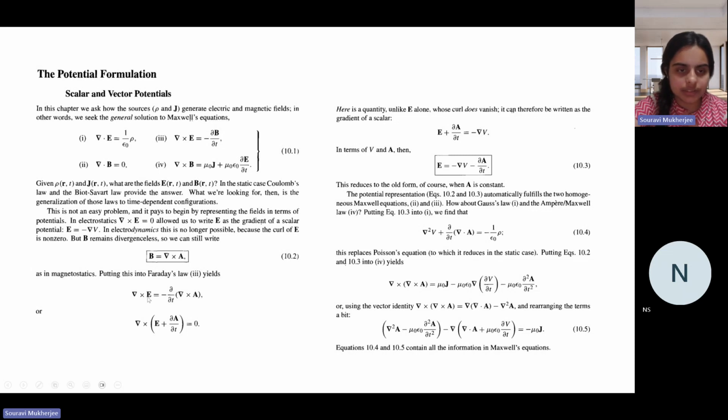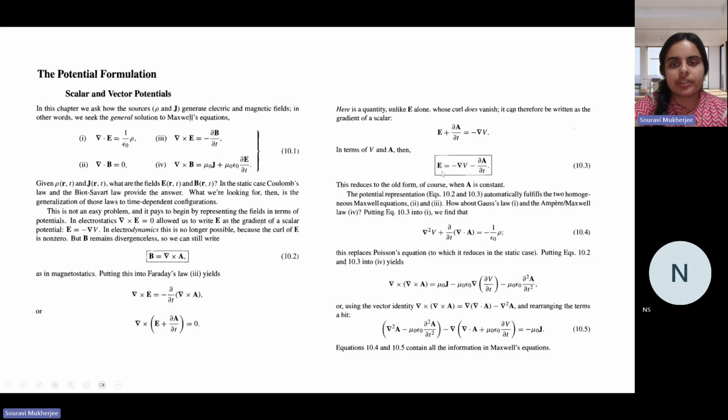So you are taking this del A del T to the left-hand side. And now this is the interesting thing: this entire term E plus del A del T is now represented as a gradient of a scalar. So now what you can write is E can be written as minus grad V minus del A del T. And what do you see here?